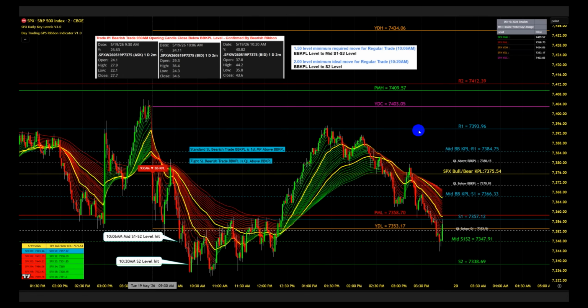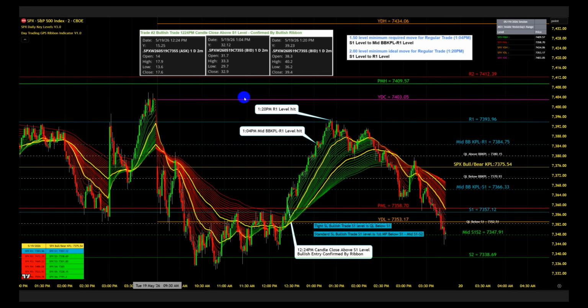Now we'll move on to trade number 2. Okay, so now we're going to look at trade number 2. Trade number 2 is a bullish trade that occurs on the 12:24 p.m. candle close above the S1 level. As you can see here, it also closed above the PML level. You could either use the PML level or the S1 level on this trade as the basis for the trade.